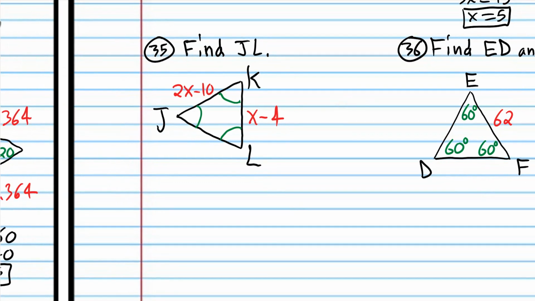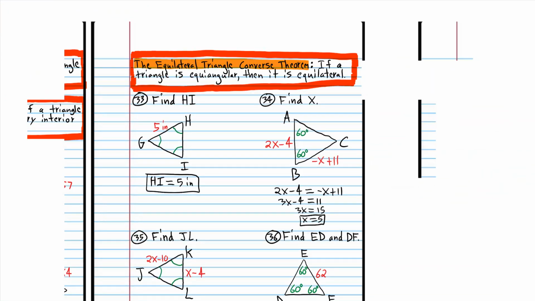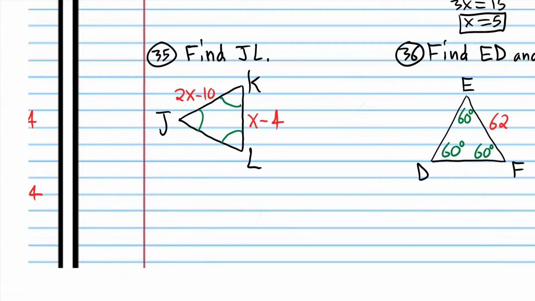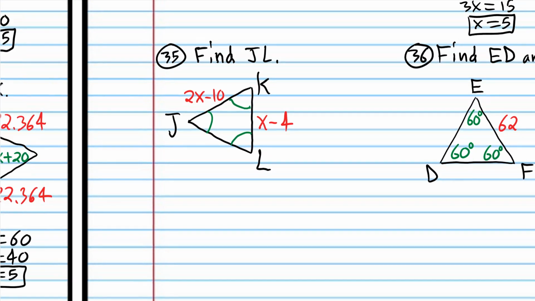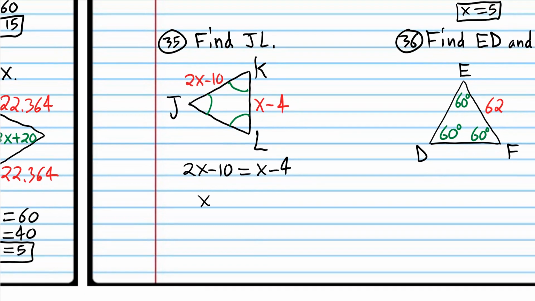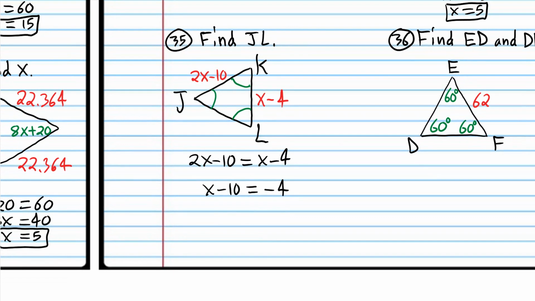This is an equiangular triangle, because I see those green arcs. So by the equilateral triangle converse theorem, you can see up there, we know that the sides must be congruent. So 2x minus 10 must be equal to x minus 4. Subtract x from both sides, and add 10 to both sides. And we get x is equal to 6.